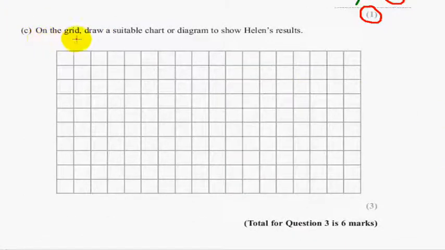And part C says, on the grid, draw a suitable chart or diagram to show Helen's results. So something that would be suitable here would be a bar graph or a pictogram or a pie chart. The easiest one probably in this case is going to be a bar chart. So you have to do the bar chart correctly. So I'm just going to draw a quick bar graph.